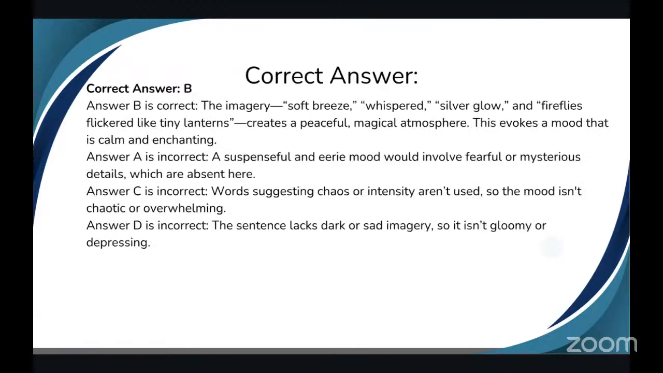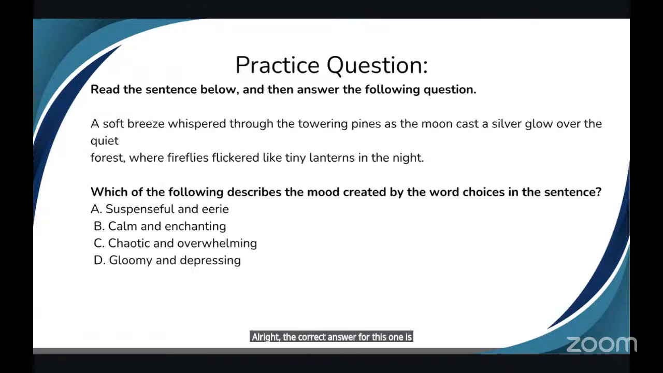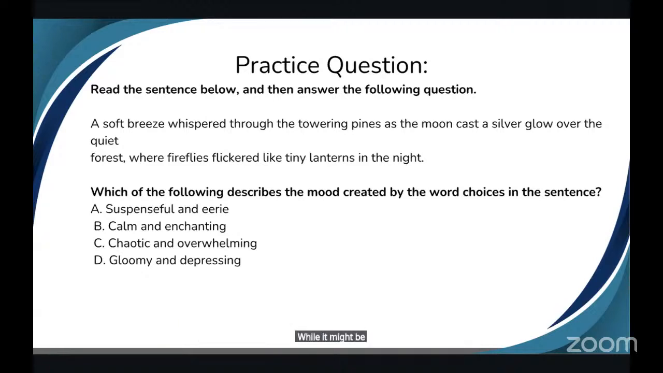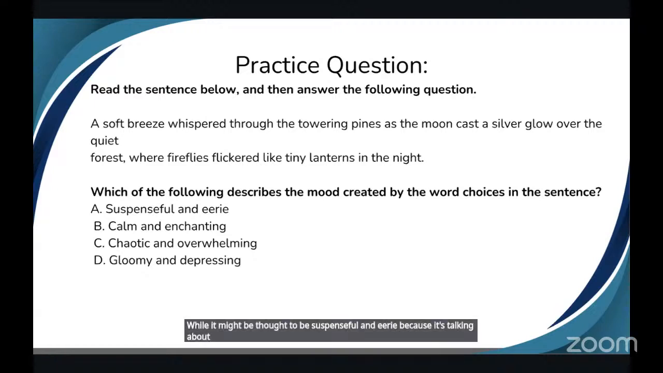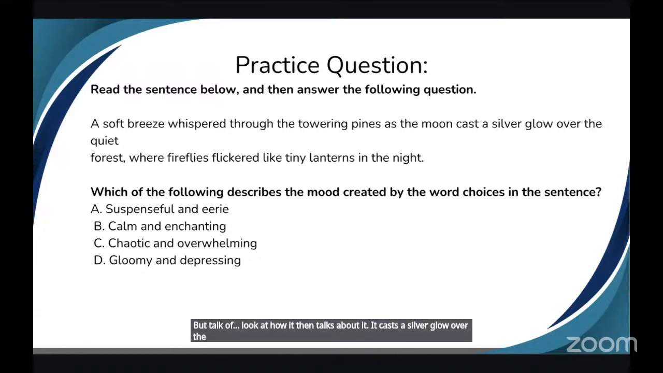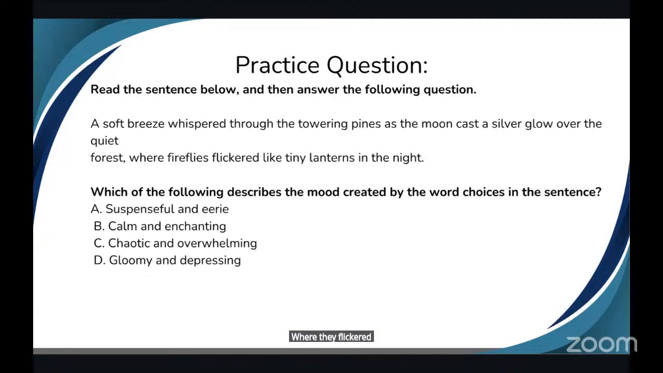All right, the correct answer for this one is B. But let's go back and look. A soft breeze whispered through the towering pines as the moon cast a silver glow over the quiet forest where fireflies flickered like tiny lanterns in the night. So, which of the following describes the mood? Well, while it might be thought to be suspenseful and eerie because it's talking about the towering pines and the moon, but look at how it then talks about it. It cast a silver glow over the quiet forest where they flickered like tiny lanterns in the night.